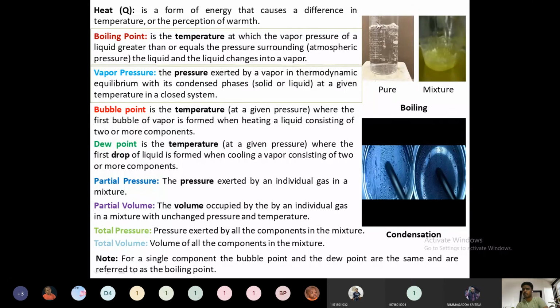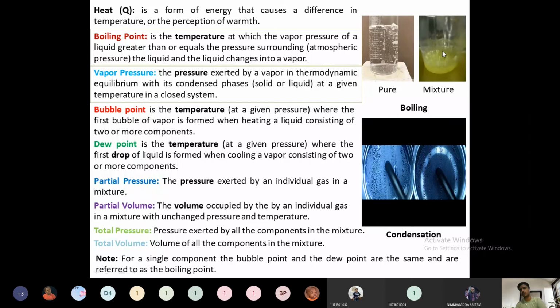Whenever these vapors are forming in this free space, whatever the pressure they exert is called the vapor pressure. So we can define here: the pressure exerted by a vapor in thermodynamic equilibrium with its condensed phase, solid or liquid, at a given temperature in a closed system. So the vapors which are produced here will have some pressure, that is called the vapor pressure. This vapor pressure definition and this boiling point definition is valid only when this liquid is in a pure form. Okay, then what about the mixture form?